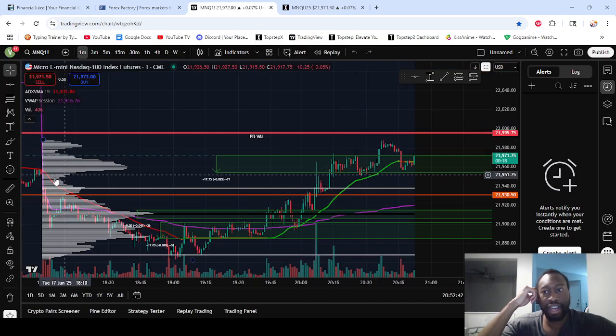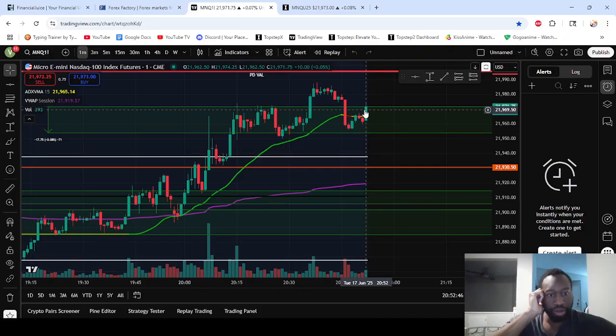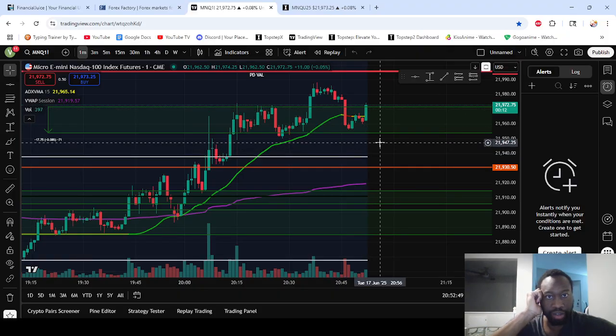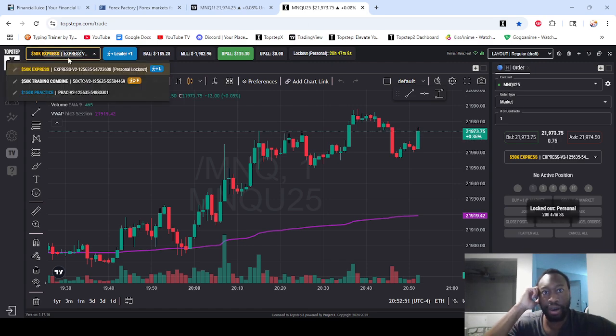So again, this is the high volume zone, as you can see, right? So here, would I look to take that? Maybe I would look to take that. Actually, yes, I would look to take that. So let's go on paper.